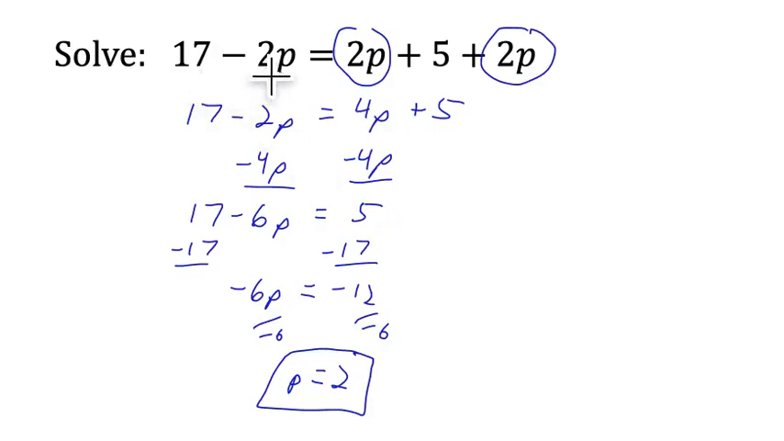Do a quick checkup here. 2 times 2 is 4, so we have 17 minus 4 is 13. So 13 on the left. 2 times 2 is 4, plus 5 is 9, plus another 4 will be 13.